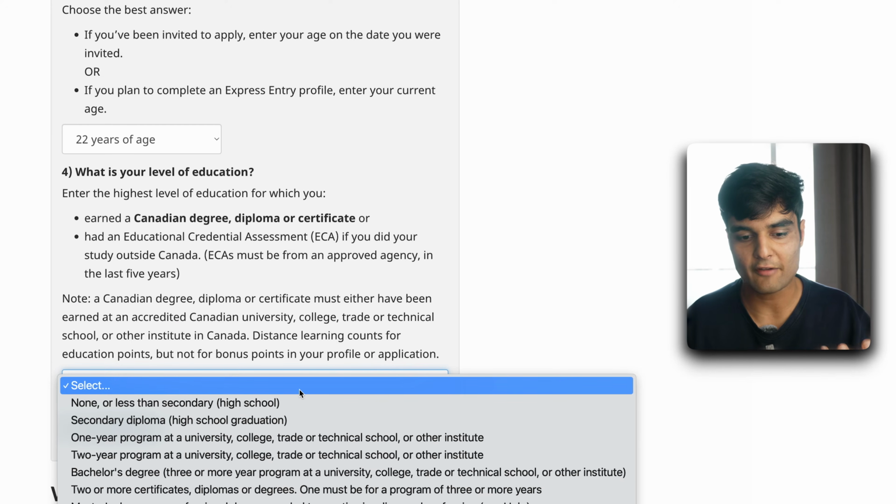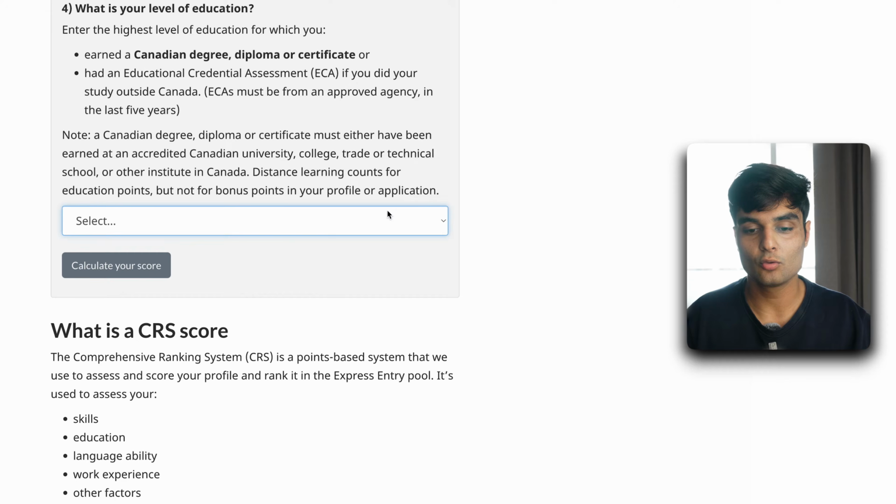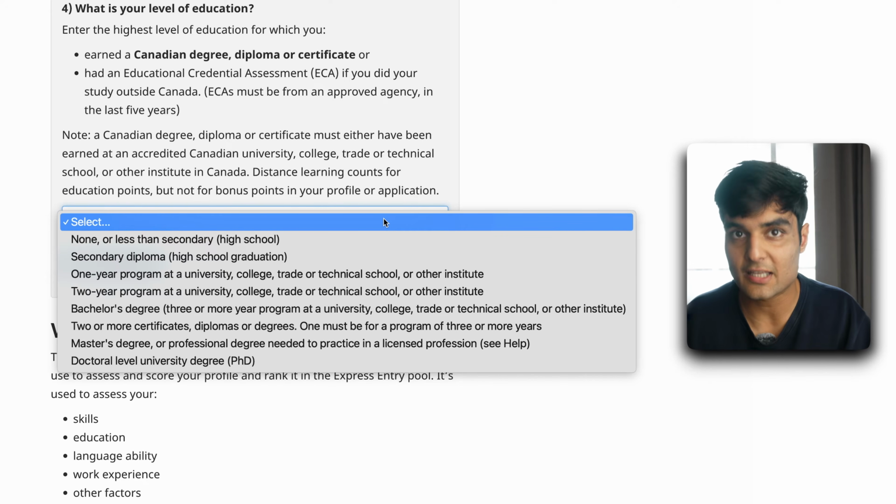Once you graduate from your college, or if you have graduated from your college, only then will you be able to put your highest level of education.